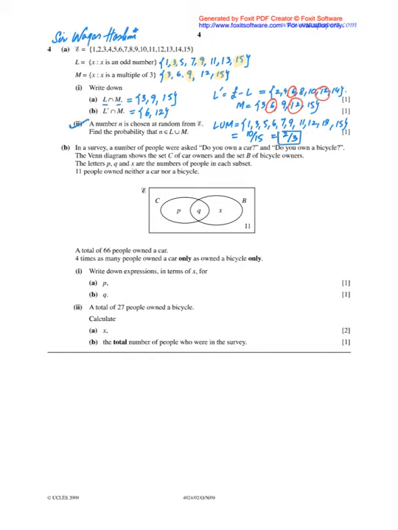All right. For part 2, it is from the sets. In a survey, a number of people were asked, do you own a car and do you own a bicycle? The Venn diagram shows the set C of car owners and the set B of bicycle owners.